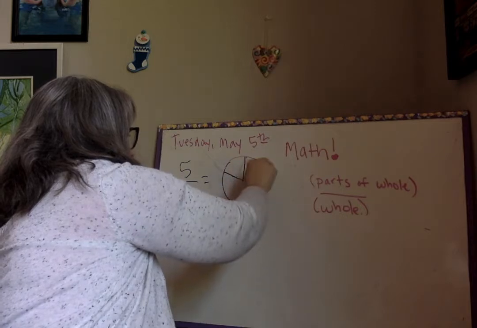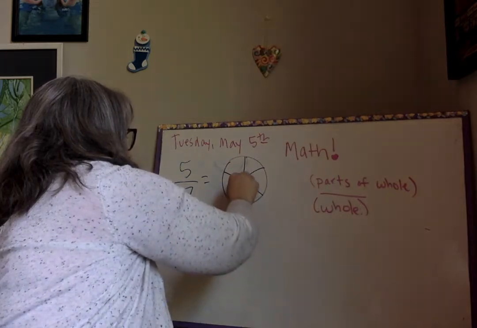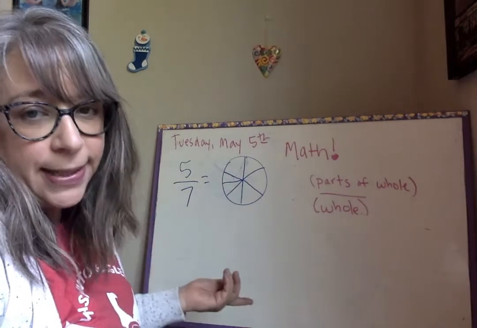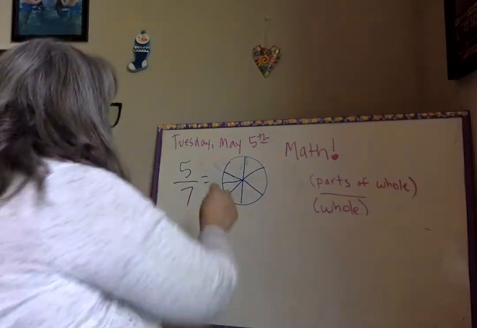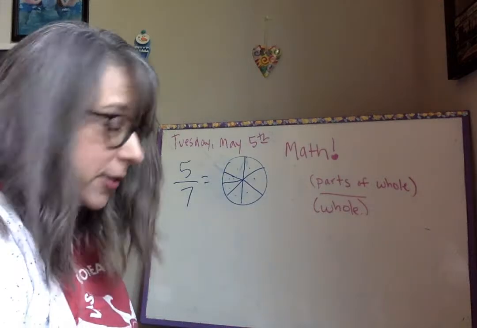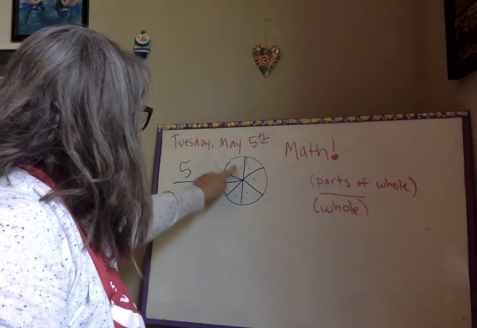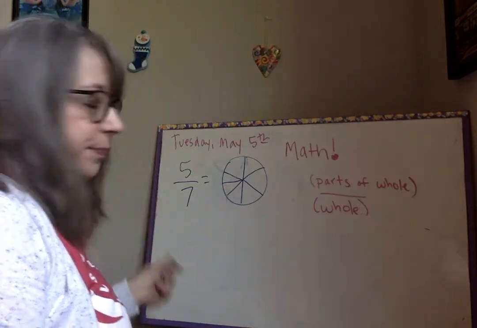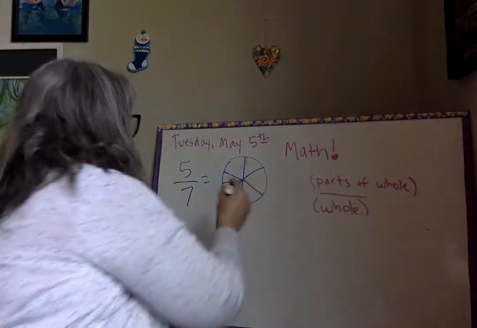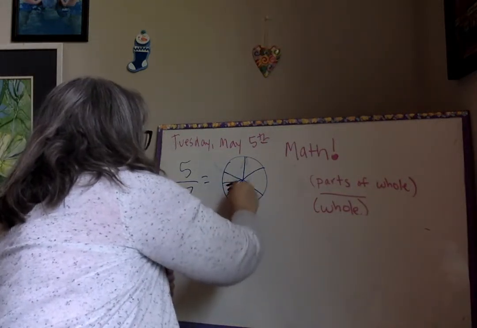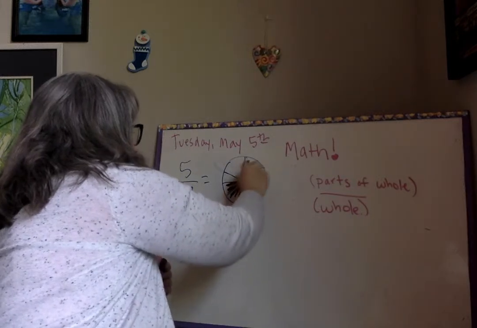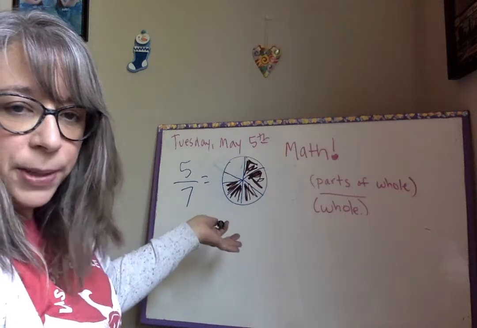Okay, 1, 2, 3, 4, 5. Wait, I got to squeeze 1 in. Okay, we're pretending like this is even. Okay, sorry guys. So we have 1, 2, 3, 4, 5, 6, 7. Okay, I know it could be better, but it's just not. Okay, so how are we going to represent 5 sevenths? Yeah, we're going to shade in 5 parts of that. You are correct. So 1, 2, 3, 4, 5. Okay, there is our little picture.